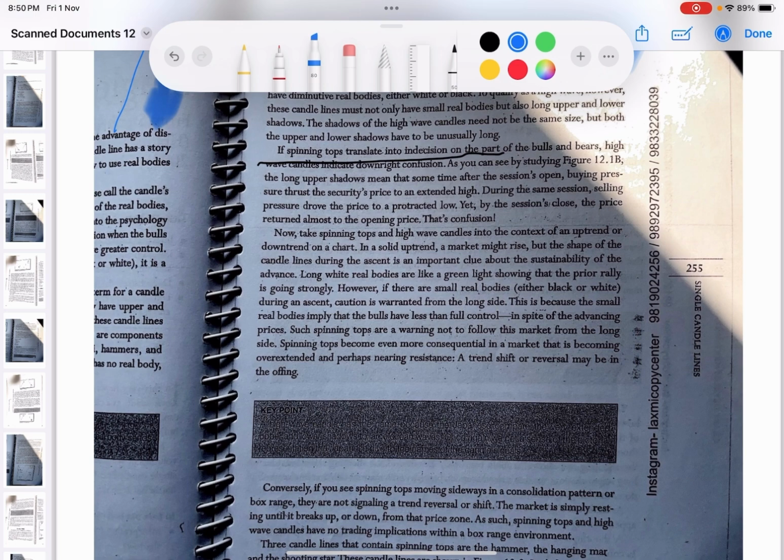So spinning tops basically say, do not give any signal. It says that the market is right now in indecision. There is no side. But you can see that in the high wave candles, the market is having a bullish move as well as a bearish move. Both of them are strong.